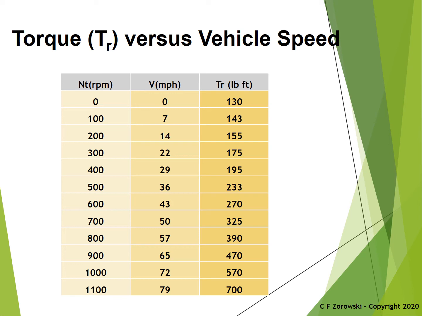Using the road test load data, this chart lists the torque required in pound-feet as a function of the vehicle speed in miles per hour using the previously developed equation. For example, at a vehicle speed of 50 miles per hour, the required wheel torque is 325 pound-feet to overcome the assumed road resistance load.